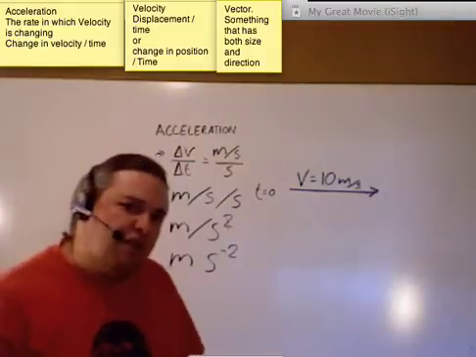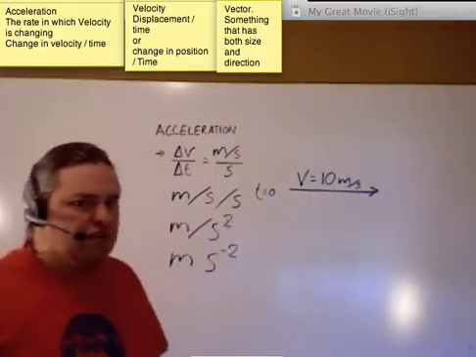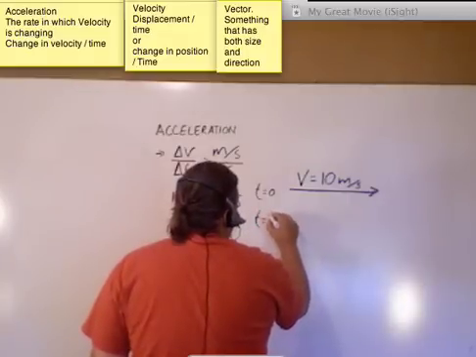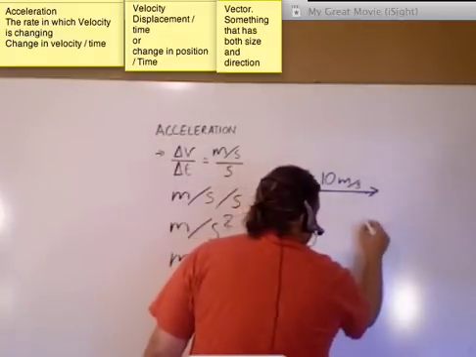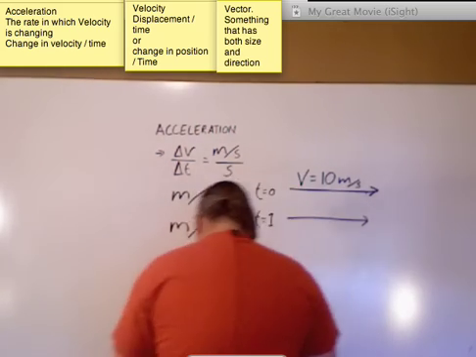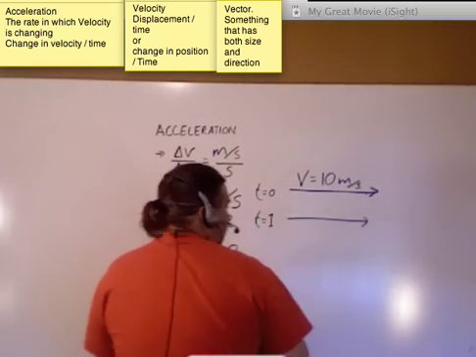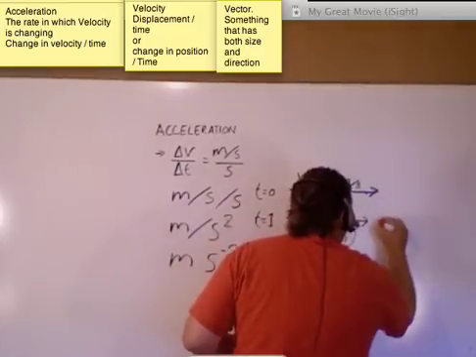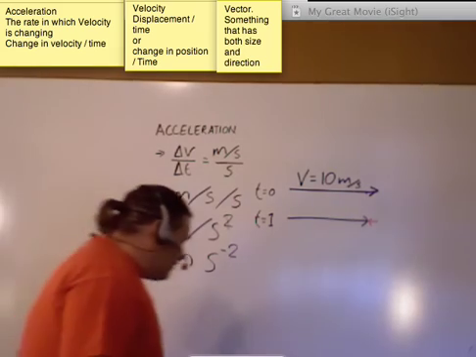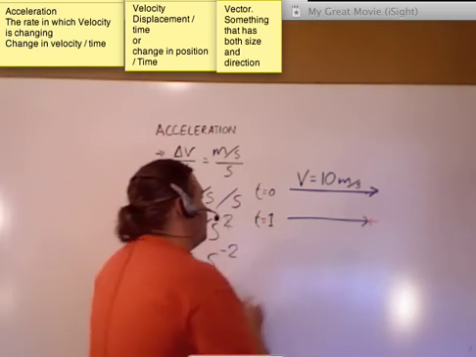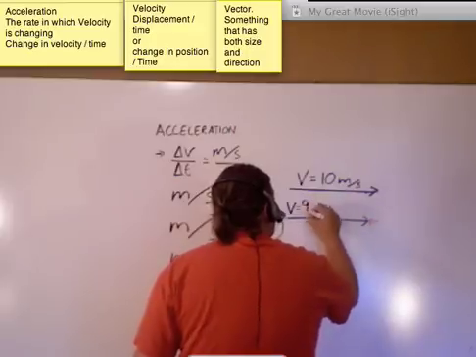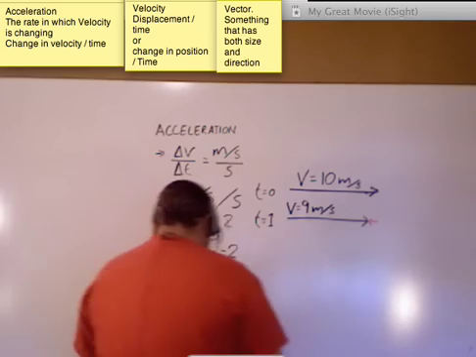Now if I'm experiencing a negative 1 meter per second acceleration, then after 1 second this arrow is actually going to reduce by a value of 1. Okay? So this is the new velocity. That new velocity is going to be 9 meters per second.